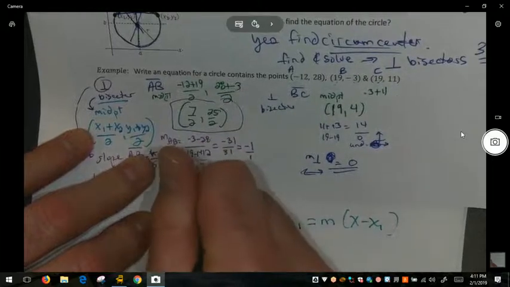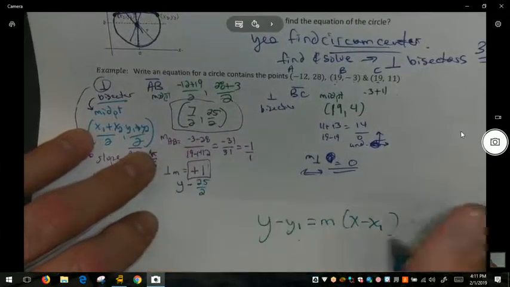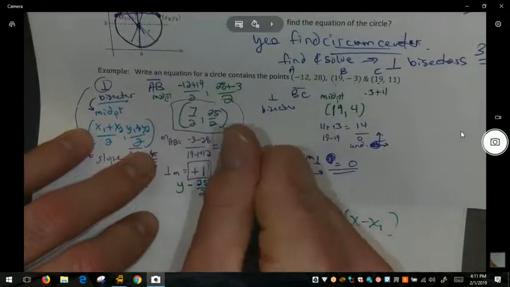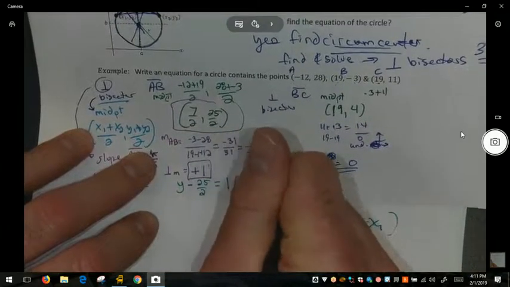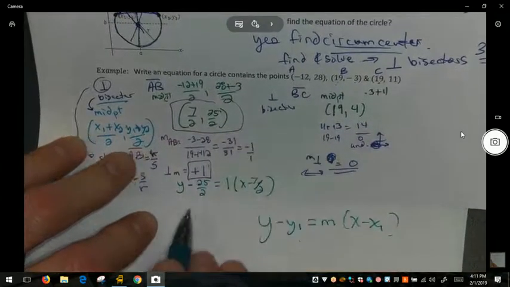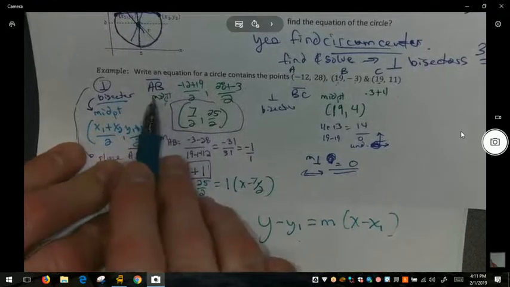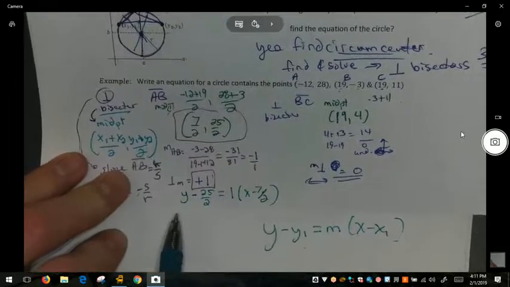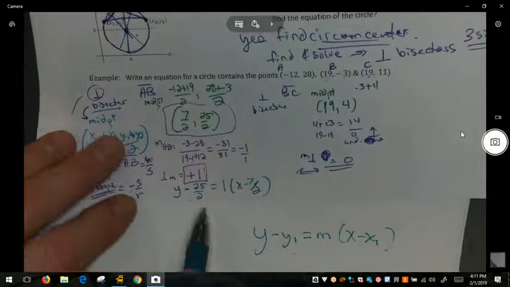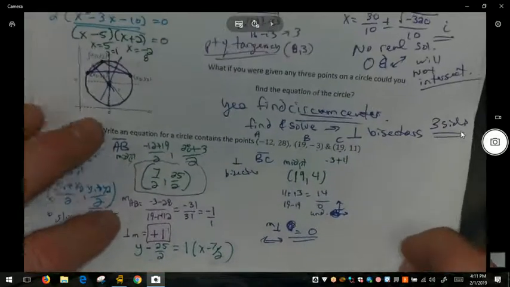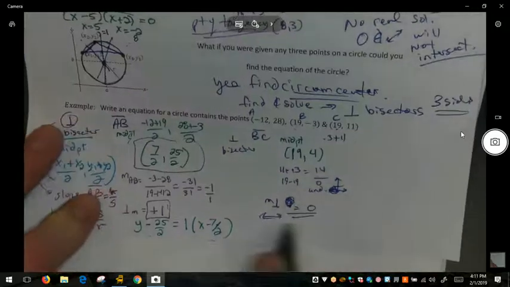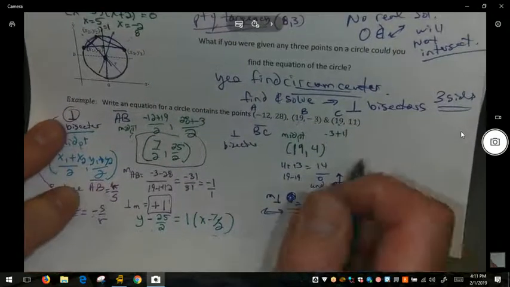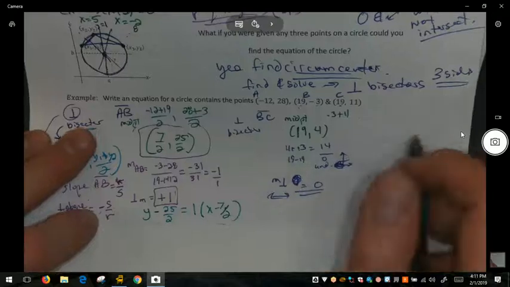So I have y minus 25 halves, yikes, that's going to be fun, equals 1, that's not so bad, times x minus 7 halves. There's the equation for the perpendicular bisector to segment AB. If this were AB, this would be the equation of its line, but it's in point slope form. I'm going to do the same thing over here, and then we'll solve to get them in slope intercept form.